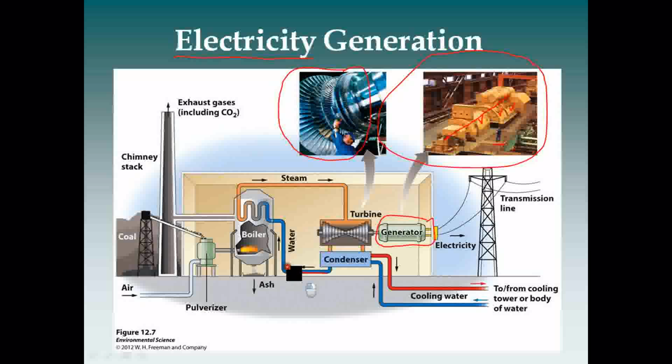So we send water through a boiler, and that water gets hot from the boiler, and the water evaporates, becomes steam under pressure, and that pressurized steam spins the turbine. The turbine turns a ball of wire inside a magnet, and then you've got yourself electricity.